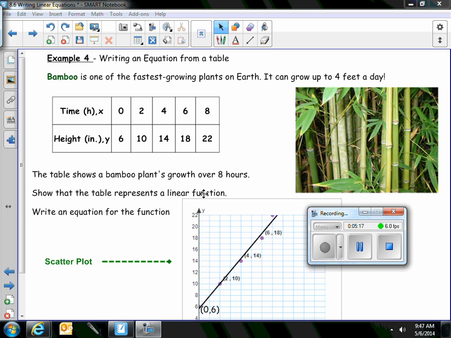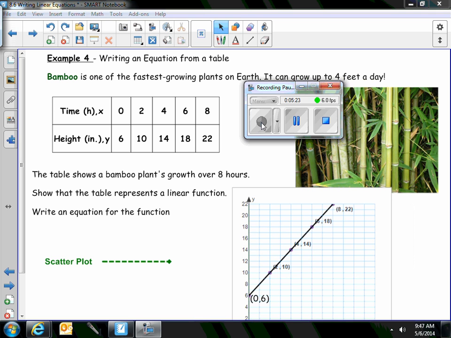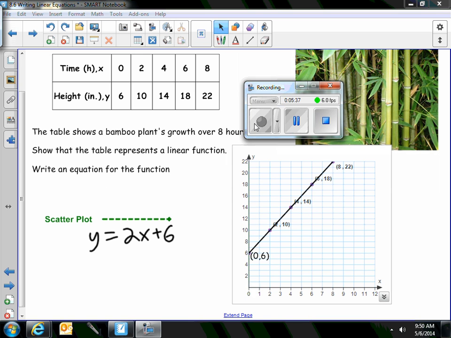Show that the table represents a linear function. So here we have our x values, and plot them on your graph, our y values, and you plot them on the graph as well. Notice it is a linear function because once we graph the relation, it forms a line. Now we're going to write an equation for the function. Notice that our slope was 2 and the y-intercept was 6. So here is the equation for the function represented here. We plotted our points, determined what the slope was, and what the y-intercept was from this table.